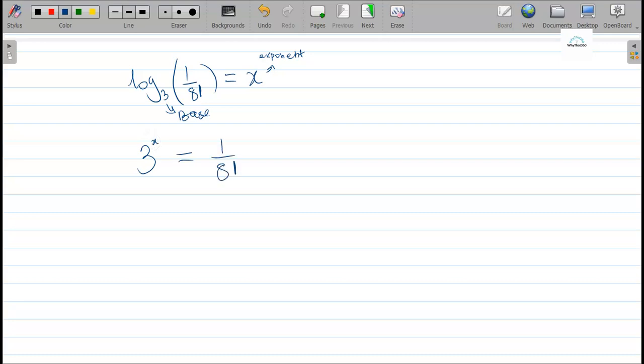So we write 3 to the power x. And 1 over 81: 81 is 3 to the power 4, so 3 to the power 4. We can say that 3 to the power x is the same as 3 to the power negative 4. So x is equal to negative 4.